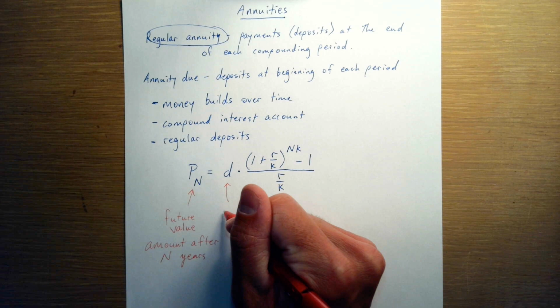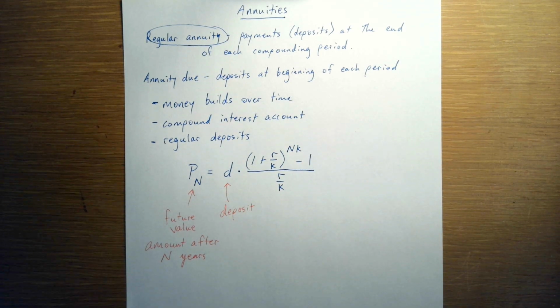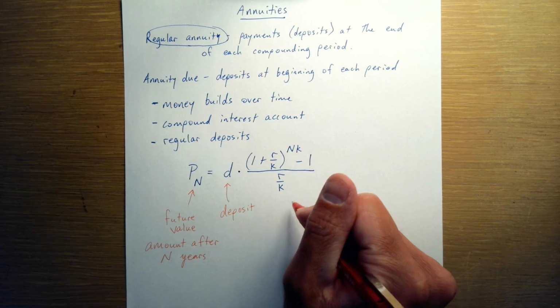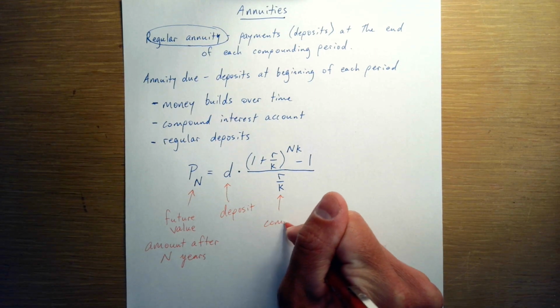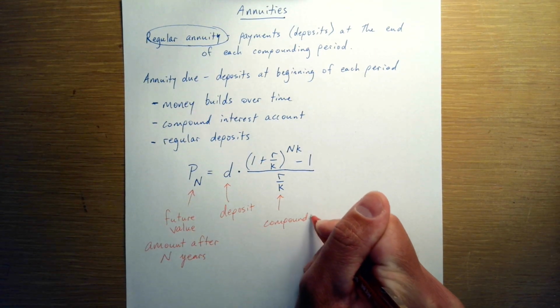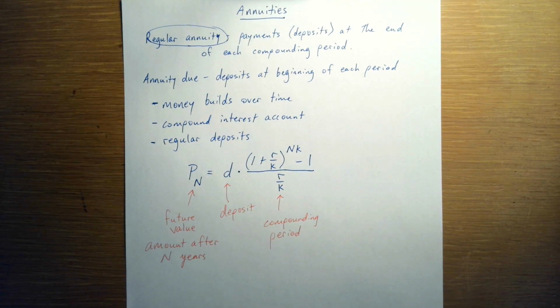D is the deposit, or sometimes called the payment. So that's the regular deposit that you make, which means that at the end of each compounding period, that's how much money is placed into the account. K is the compounding period. That's the same as we had in compound interest.